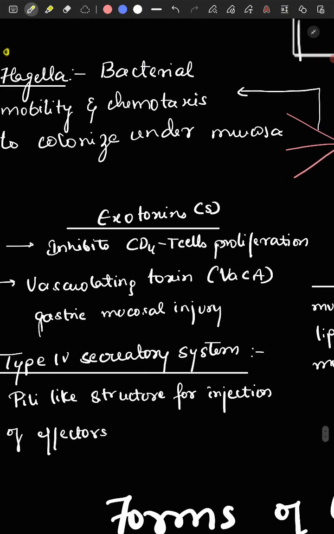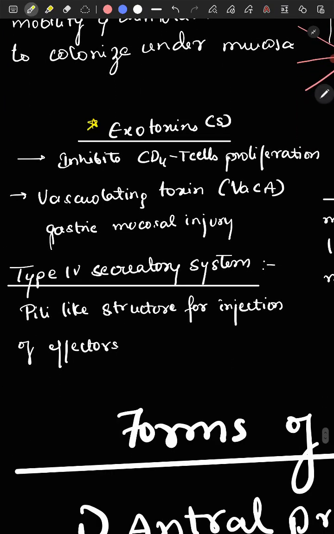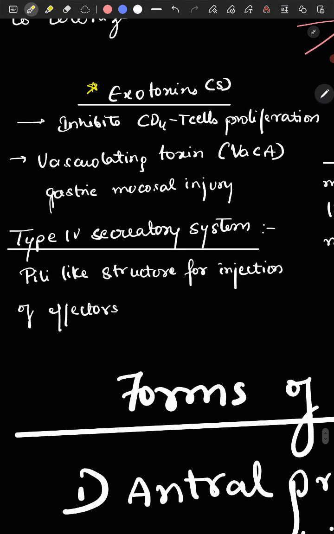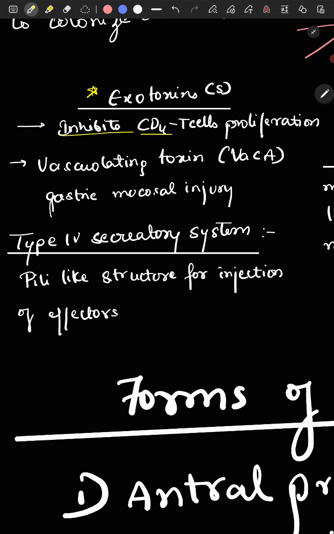And let's talk about exotoxins produced by H. pylori. Exotoxins released by H. pylori inhibit CD4 T cell proliferation. Vacuolating toxin A causes gastric mucosal injury.